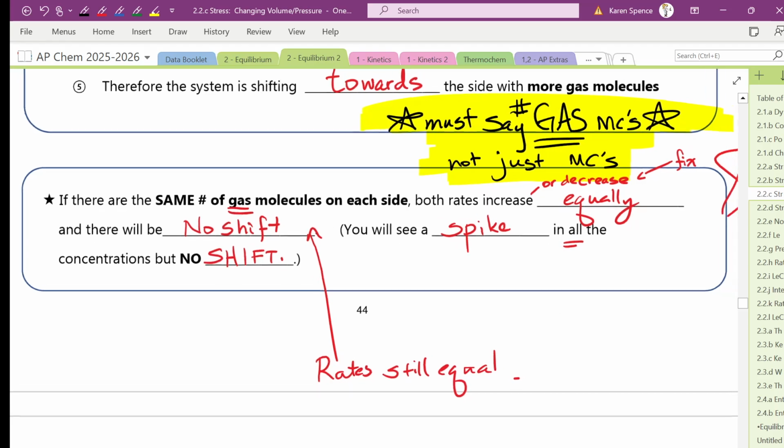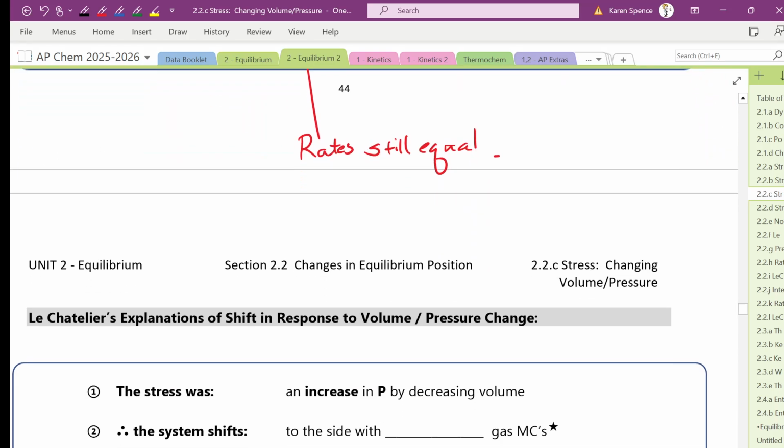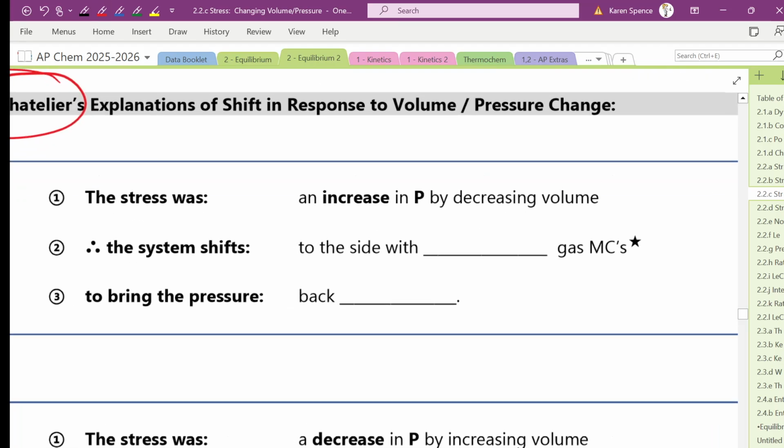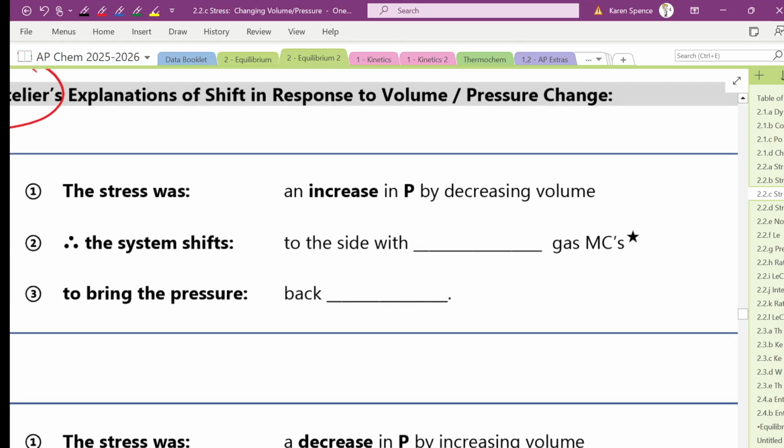So what's that going to look like on a graph? Or actually, before we get to the graph, this is how you would explain it in terms of Le Chatelier's principle. You could say the stress was, if we had an increase in pressure by decreasing the volume, the system shifts to the side with... so if we're talking Le Chatelier, the stress was an increase in pressure.